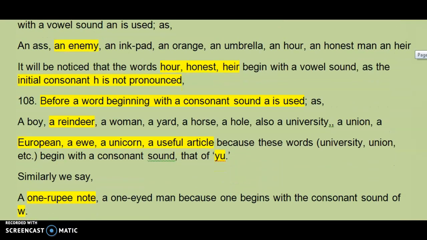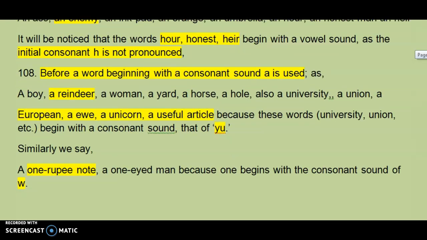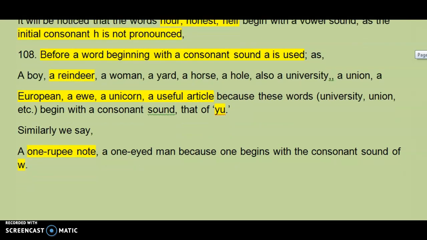Before a word beginning with a consonant sound, a is used. For example, a reindeer. We have certain exceptions here. Words like European, a UE, unicorn, and useful all begin with a vowel letter, but the sound is that of a consonant, that is the y sound. We have another case: when we have a 1 rupee note, we say a 1 rupee note, a one-eyed man, because the sound of one is the W sound, that is wa.